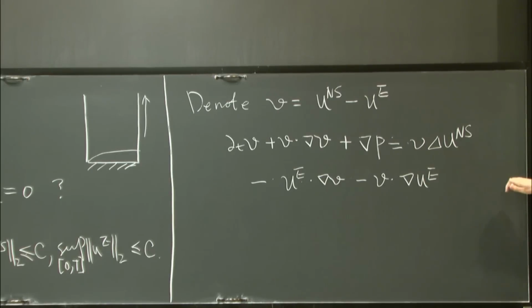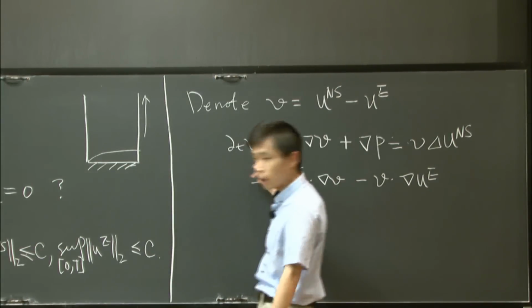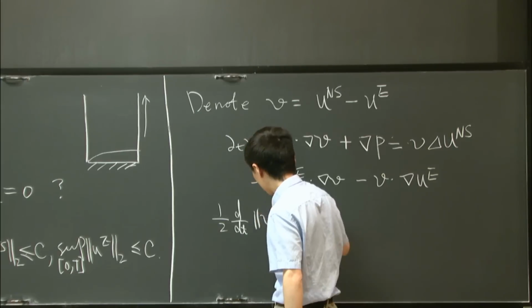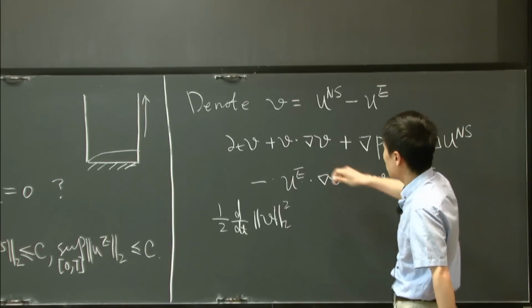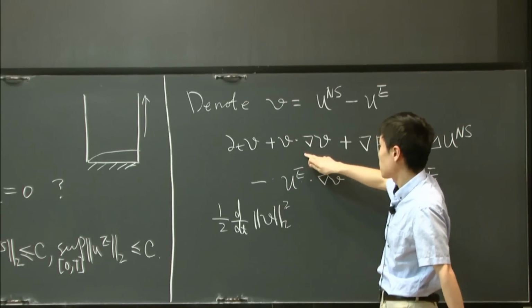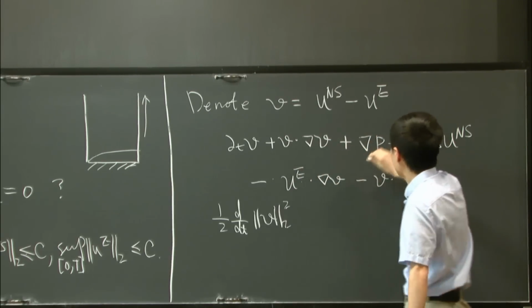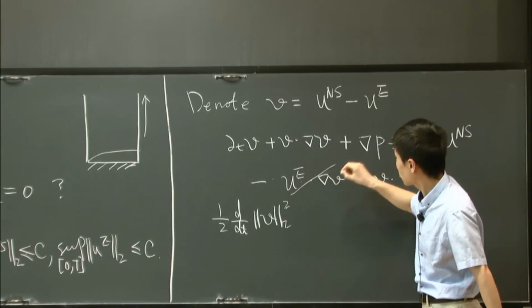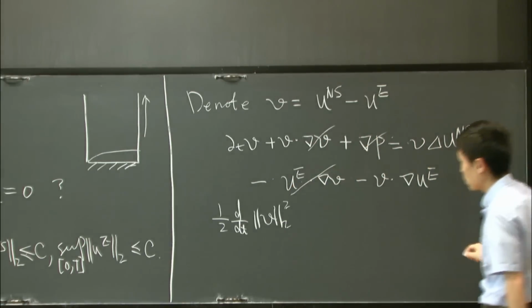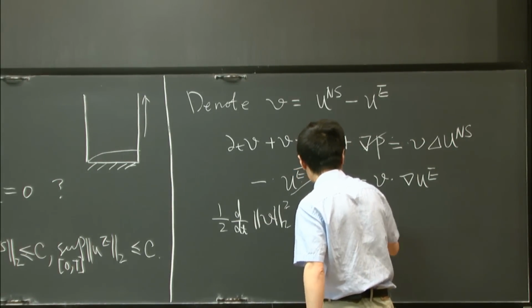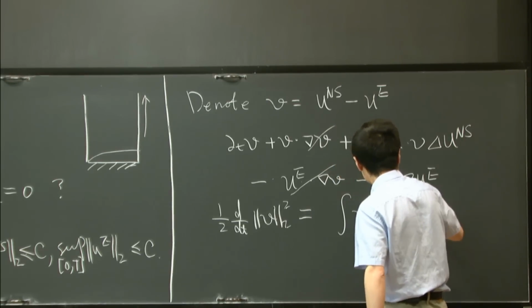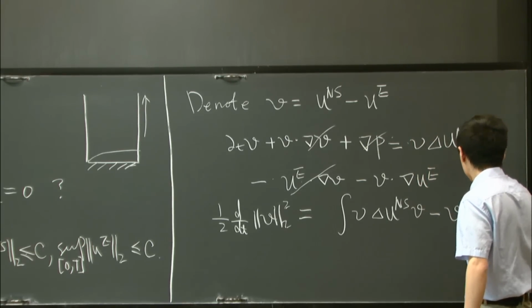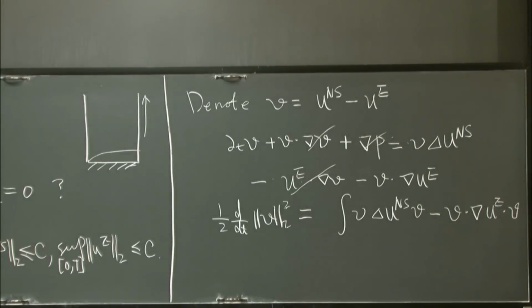And then what you can do is a normal L2 estimate. So d by dt of the V L2 norm squared. This term is gone because of the divergence-free condition, and this term is also gone, and this one too. So these are all gone. On the right-hand side, what you have is just nu Laplacian of U Navier-Stokes dot V, minus V dot grad U Euler dot V.